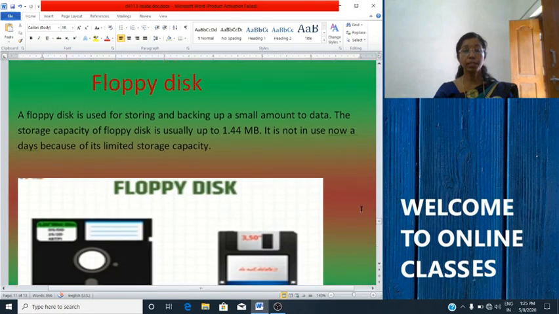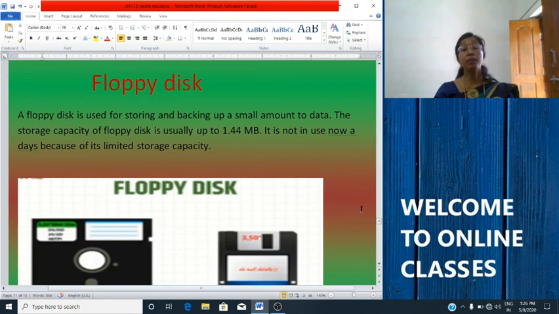Have you seen a floppy disk? May not be, because these are not used nowadays. The storage capacity of a floppy disk is 1.44 MB, very less. That's the reason it is not used now. It is not in use nowadays because of its limited storage capacity. It is a permanent device.